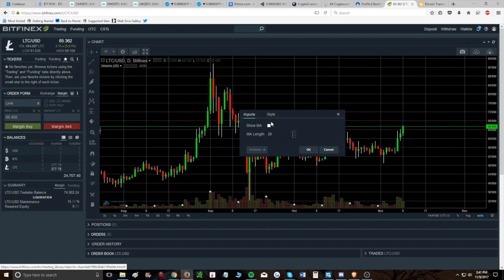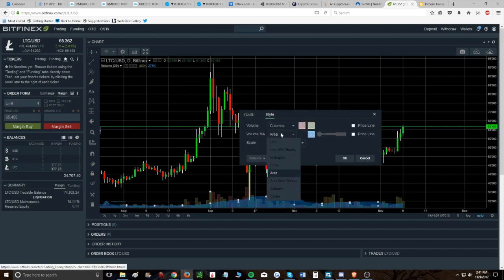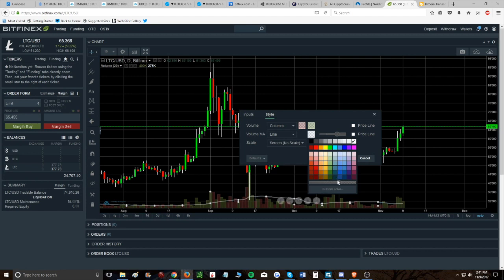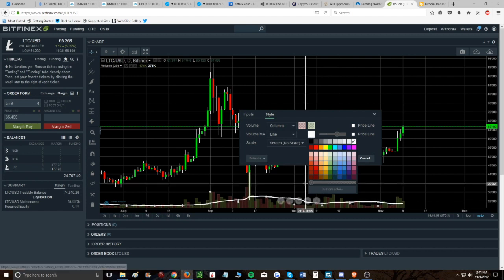I like the 20-day moving average. Show me the moving average. I want the moving average to be a line, not that graph. And I want it to be bright so I could see it. So increase the brightness right here on the slider.